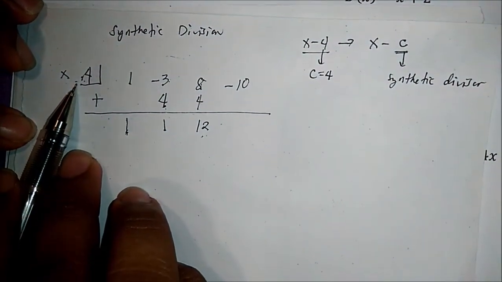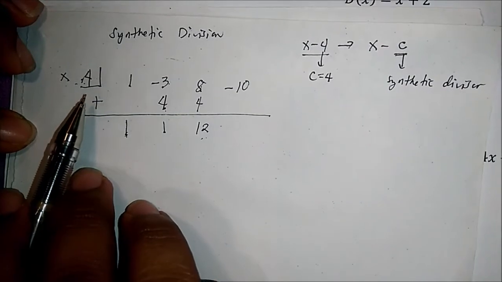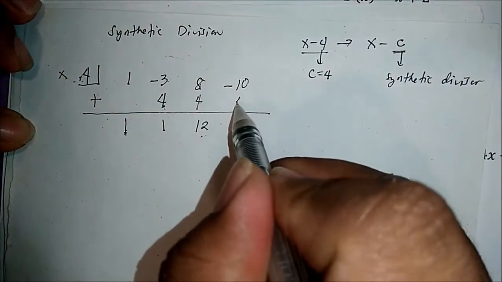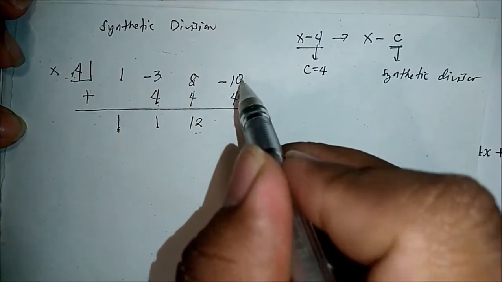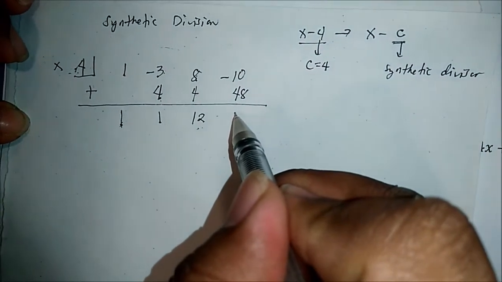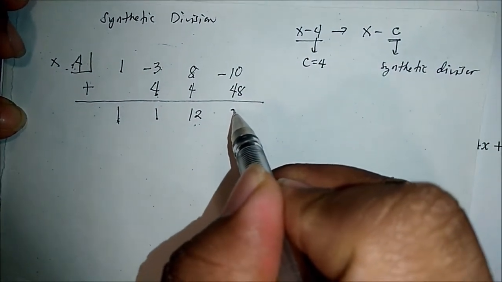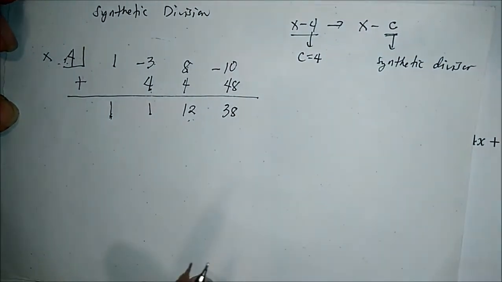12 times 4, that would be 48. Isusulat sa next column. So, 48. Then, negative 10 plus 48, that would be, what? 38. That would be 38.